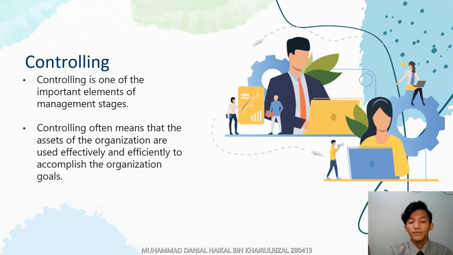Controlling is one of the important elements in management stage. In other words, the meaning of the control role can be summarized as ensuring that the operations of the company are carried out in compliance with the plans. Controlling often means that the assets of the organization are used effectively and efficiently to accomplish the organizational goals.